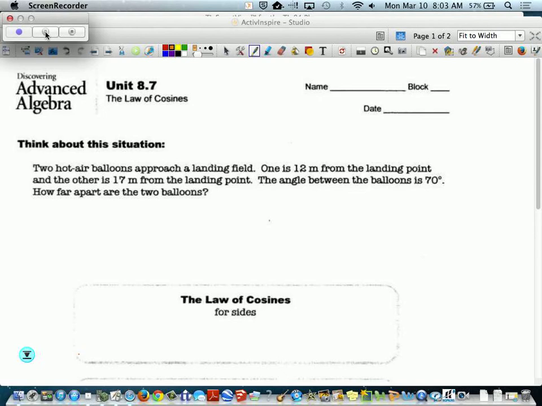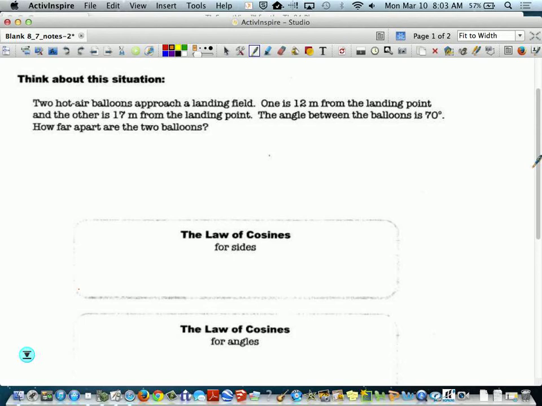So in a situation like this, you have two hot air balloons approaching a landing field. So let's say they're trying to hit this spot. One is 12 meters from the landing point, and the other is 17. And the angle between the two balloons is 70 degrees. They would want you to find the distance between the two hot air balloons.